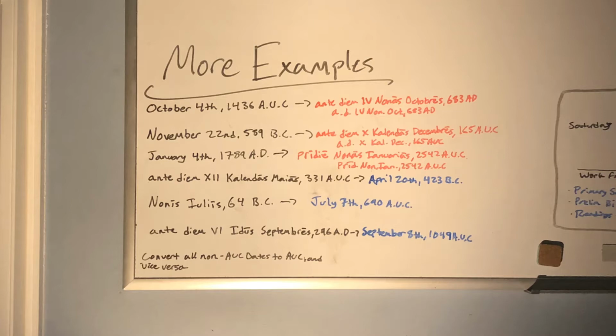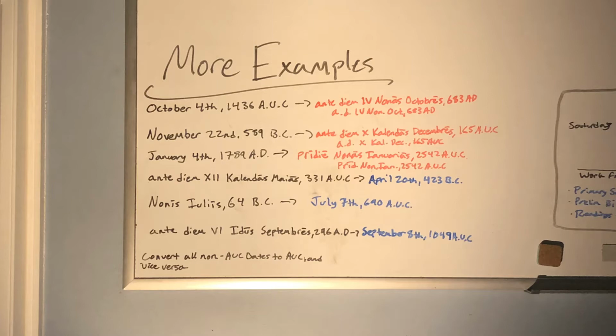Now we have Nonis Iuliis, 64 BC. Here we have an ablative. This means that it's on the nones of July. July is one of the Mama Joe months, so it has a later nones. So the nones will be on the 7th, so July 7th. Here, next, all we have to do is convert the 64 BC to A.U.C. Since it's BC, we take 754, subtract 64, and you get 690 A.U.C. to get July 7th, 690 A.U.C.